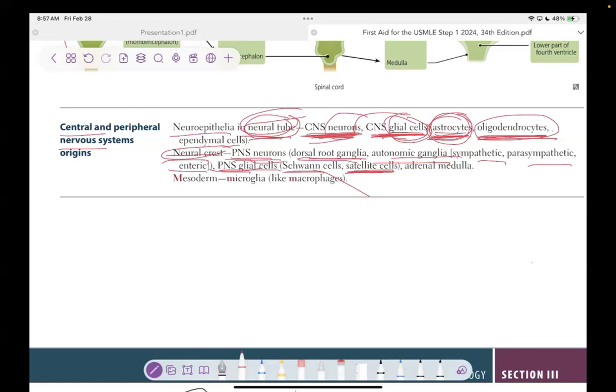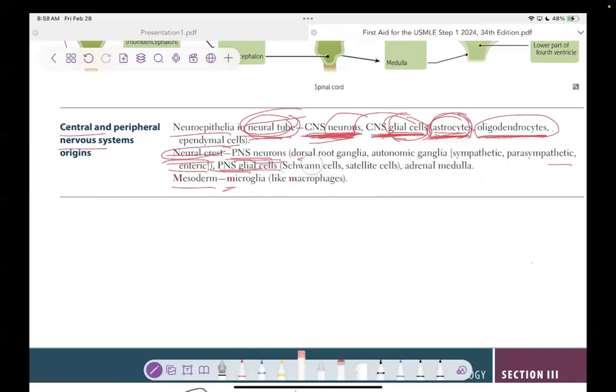Just find the common things, compare them together, and remember them. It makes your review easy if you study this way, in my opinion. And we also said that the neural crest cell goes to the adrenal medulla and makes the adrenal medulla, which produces norepinephrine, especially. And the microglia is made of mesoderm, and microglia is the macrophage of the brain, the immunity of the brain.